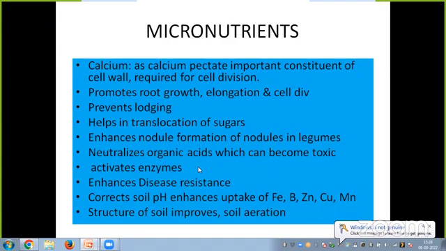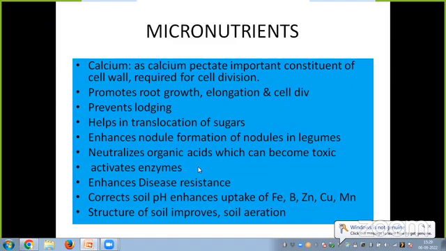Calcium neutralizes organic acids. Being alkaline in nature, having a higher pH, it neutralizes organic acids, which can become toxic at higher quantity. Calcium also activates enzymes and enhances disease resistance, because the cell wall is going to be strong, so penetration of fungus or bacteria becomes difficult. That is how disease resistance is imparted.